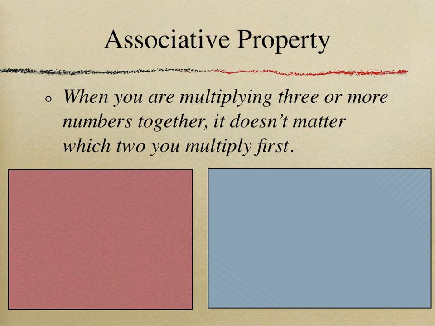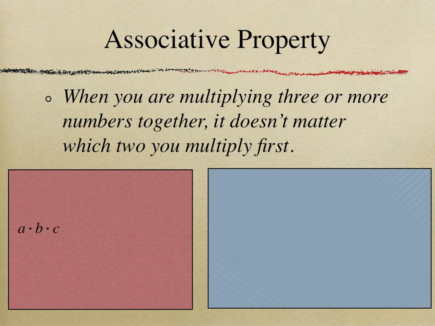Next, we're going to look at the associative property of multiplication. Remember, the associative property was about who you associate with. It's which clumps of numbers cluster together. The associative property of multiplication says that when you're multiplying 3 or more numbers together, it doesn't matter which 2 you multiply first.